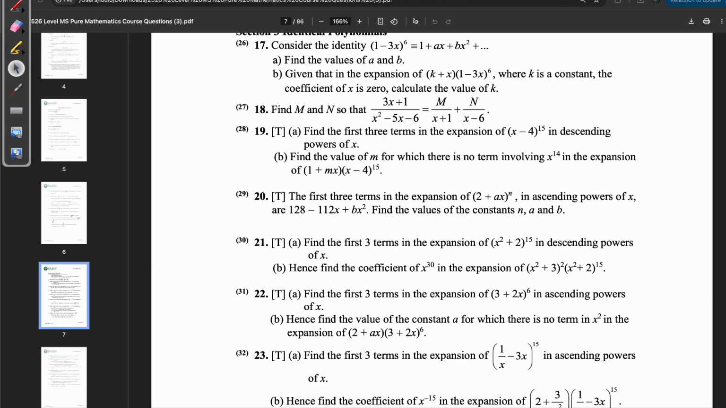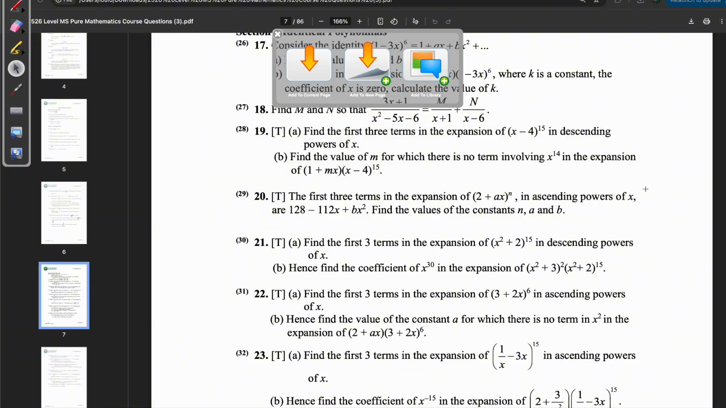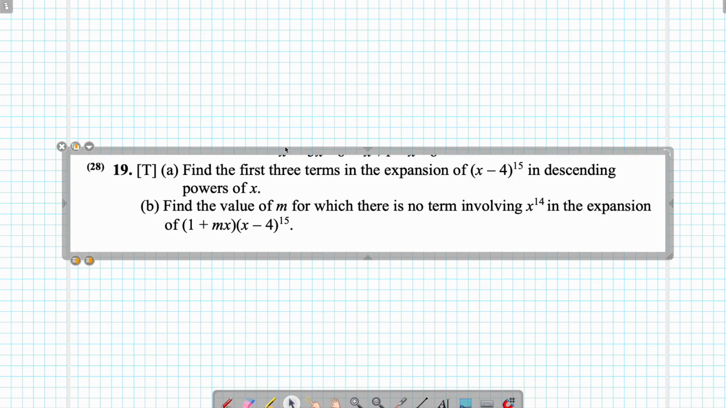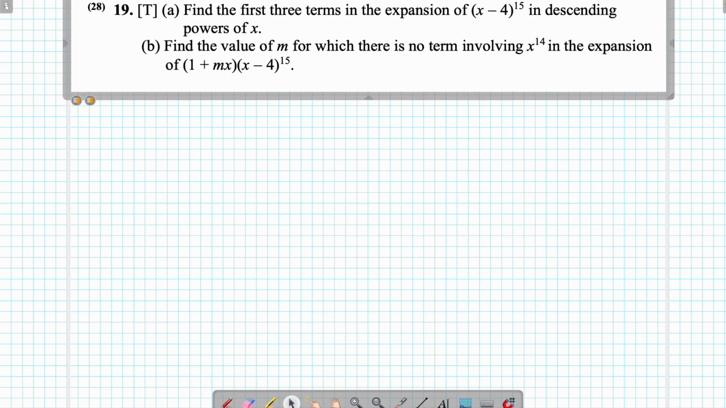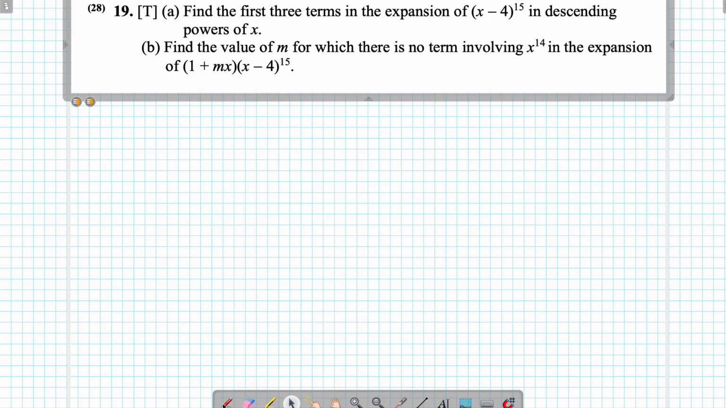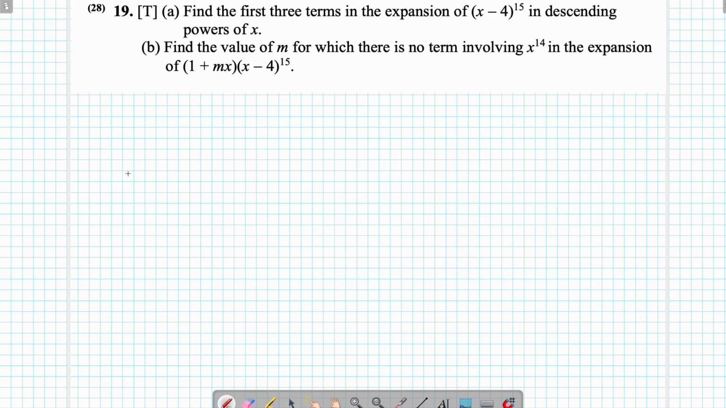Let's go. Okay. Find the first three terms in the expansion of (x − 4)^15 in descending powers of x. Okay, so the binomial theorem.